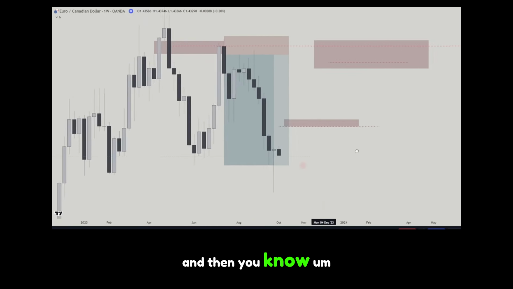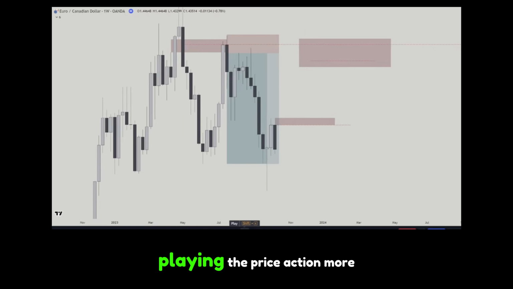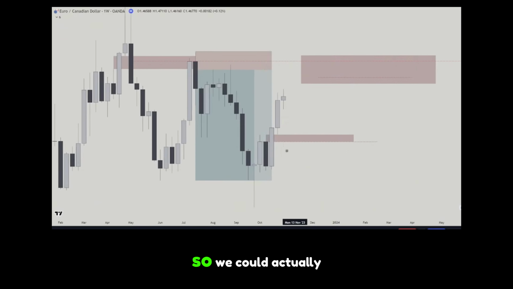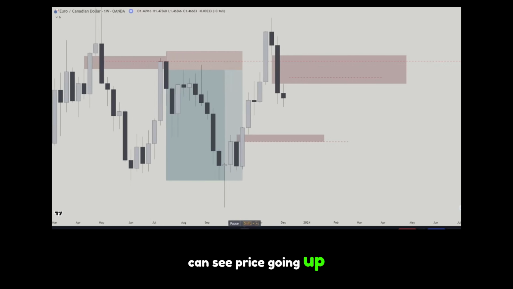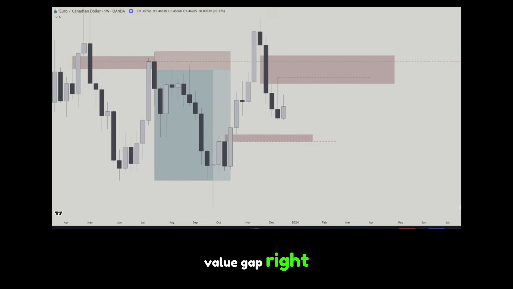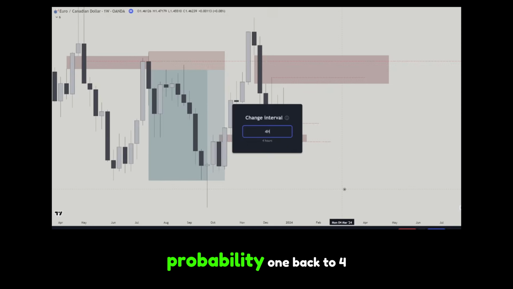And then eventually it goes to your take profit. But most likely you would be stopped out at break even here. Playing the price action more, we could see another creation of fair value gap, right? So you could also look for that fair value gap to be filled. So playing the price action here and seeing price going up, coming lower, close to that fair value gap, right? And all I want to see is, you see we are creating liquidity here also. And if I see that liquidity swept into that fair value gap, that's a high probability one.